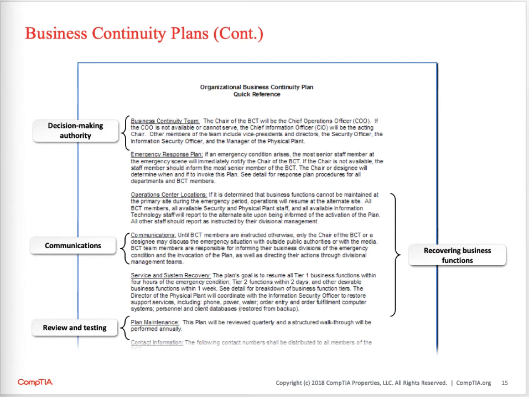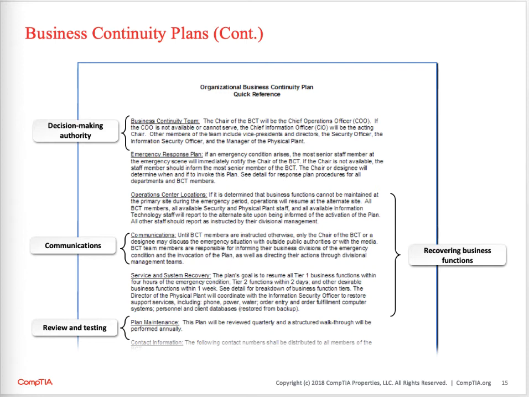Then we're going to have an emergency response plan. This is going to be a high level synopsis of our emergency response plan. If the condition arises, then the most senior staff member is going to first notify the chair of the BCT, and if that person's not available, then they're going to notify this person, and then see details inside for the exact plan, right?